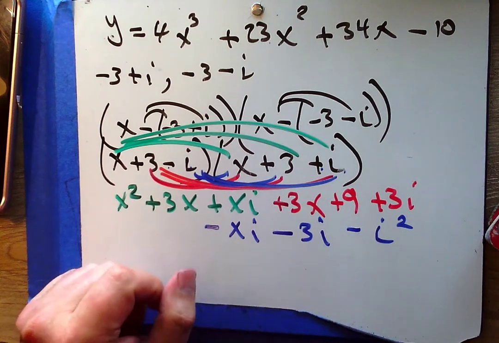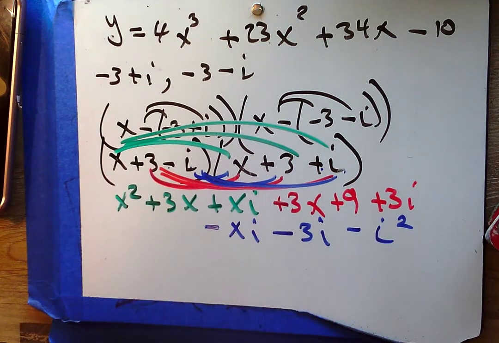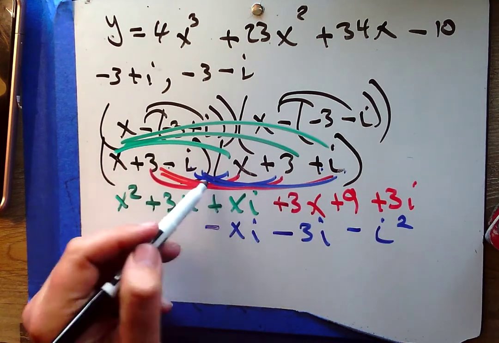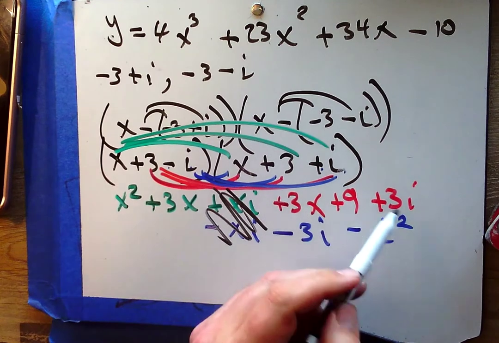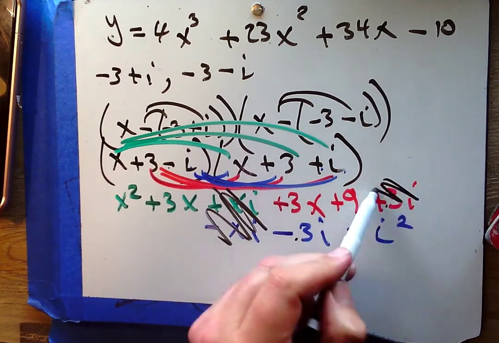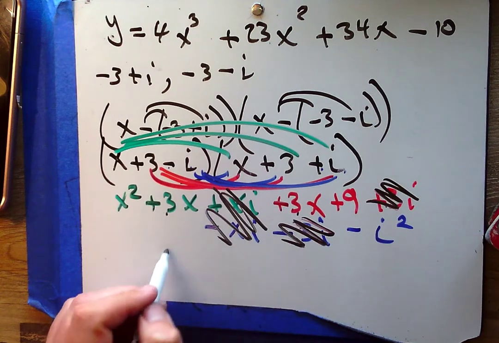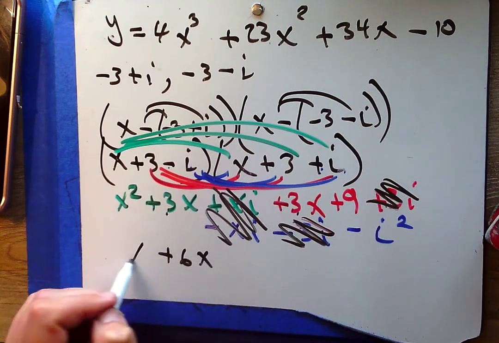3 times 3 is 9. That's always good to sort of check to make sure you didn't miss anything. Well, what do you notice? Oh yes, these are opposites, so they cancel out. And here's a plus 3i and a minus 3i. They cancel out. And here's a plus 3x and a plus 3x. So I think we can write that as plus 6x.